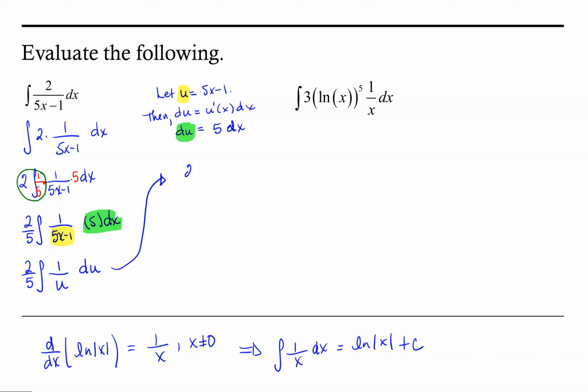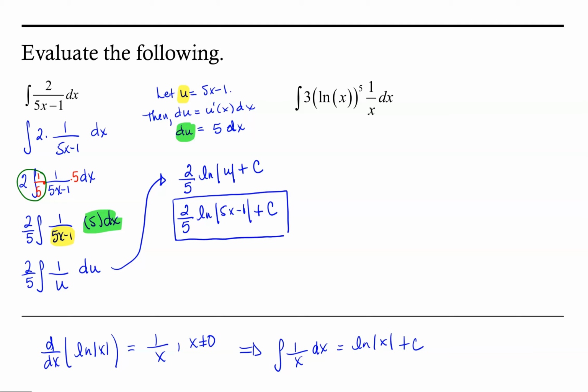That's a basic form, something that's rather easily integrated. So the antiderivative here is 2/5 the natural log of the absolute value of u plus our constant of integration. Then we have to back substitute in what u is. We said that u is equal to 5x minus 1. So we have 2/5 times the natural log of the absolute value of 5x minus 1, plus c.